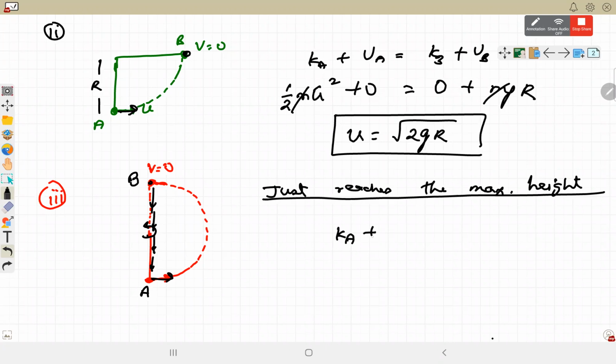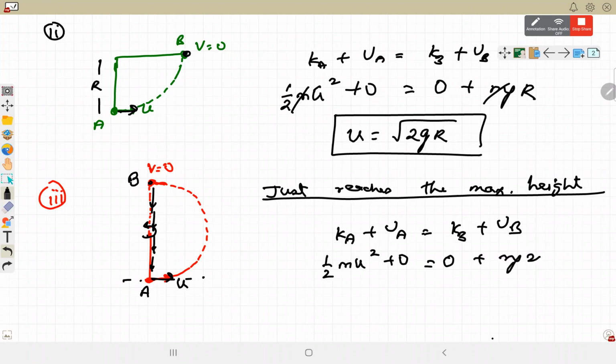Kinetic at A plus potential at A is equal to kinetic at B plus potential at B. At A, kinetic is half mu square and potential is 0. At B, kinetic is 0 and potential becomes mg into h, where h is 2r. So u is 2 root gr, or root 4 gr.